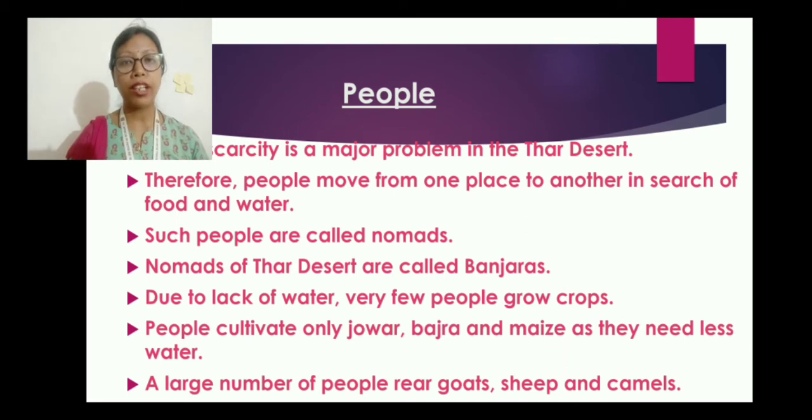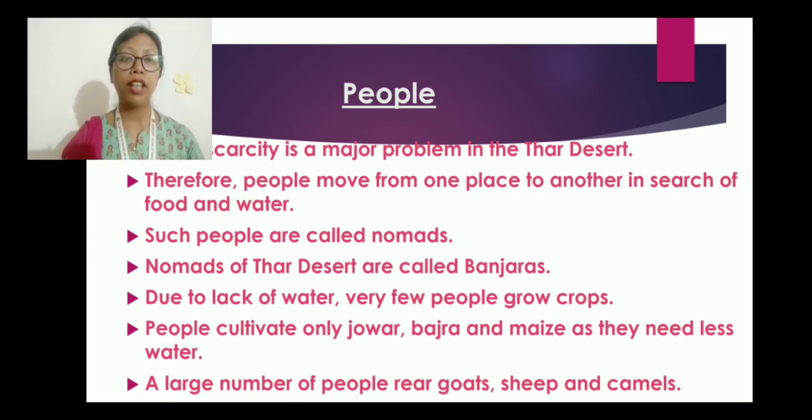And therefore, people cannot stay at one place. They have to move from one place to another in search of food and water. If there is no water, plants cannot grow, and therefore people are not going to get food. So they have to move from one place to another in search of food and water. And this particular kind of people who move from one place to another are called nomads. Nomads are the people who move in groups from one place to another along with their sheep, goats, and whatever cattle they have.